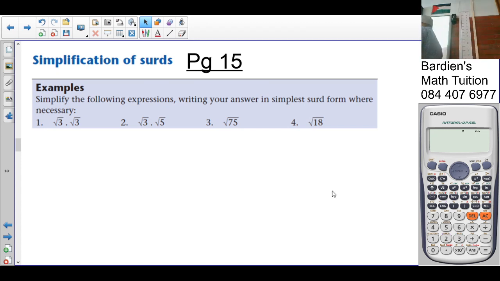Okay, so let's look at the first one. Simplify the following expressions, write your answer in the simplest surd form where necessary.